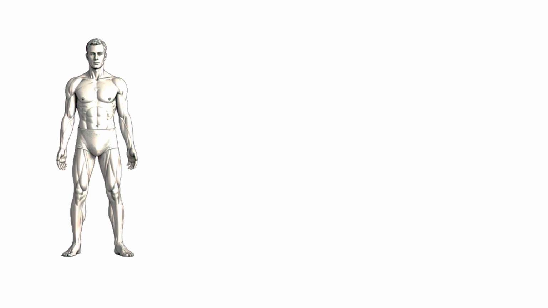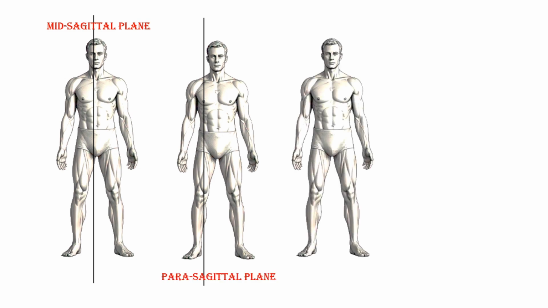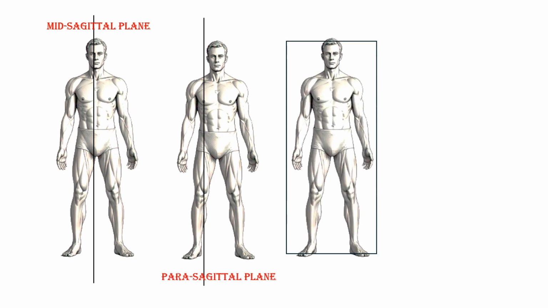See this image here. A person is standing in anatomical position. The plane that is dividing the body into equal right and left halves is called the mid-sagittal plane. And next, there is a plane that is dividing the body into unequal halves. This plane we call the parasagittal plane. And next, this plane is dividing the body into front and back portions, like anterior and posterior portions. This we call the frontal plane.